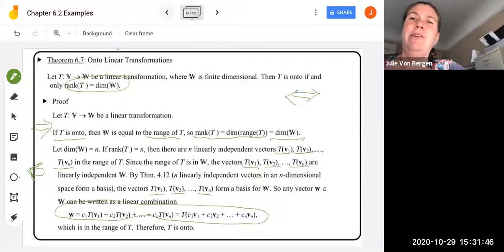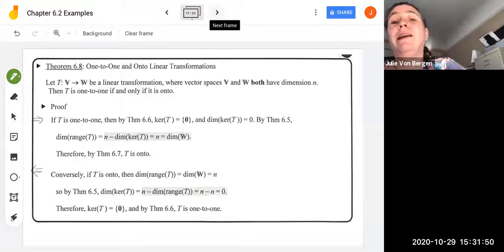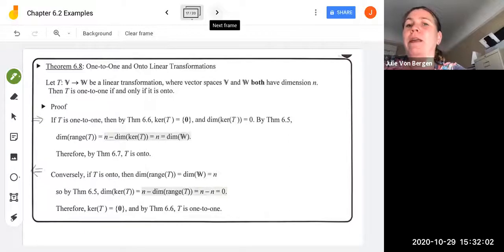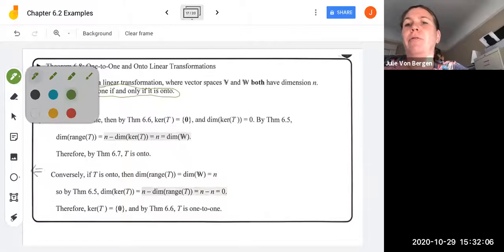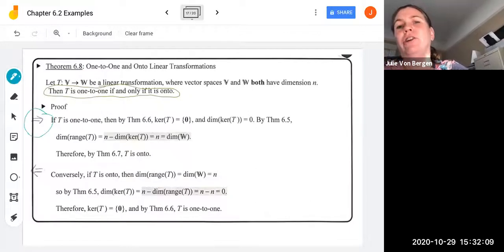Now we're going to think about the situation if V and W both have the same dimension. So we're going to let T be a linear transformation from V to W, and vector spaces V and W both have dimension n. Then T is one-to-one if and only if it's also onto. So let's take a look at this proof. We're going to start with the forward direction. So that means we're going to assume T is one-to-one, and then we're going to show that that must imply that T is also onto.